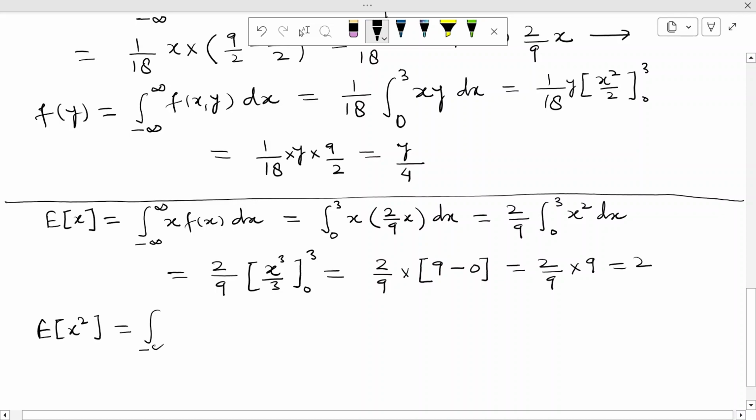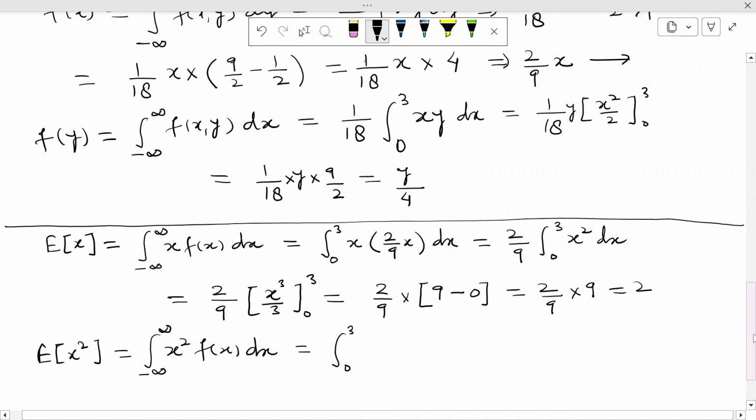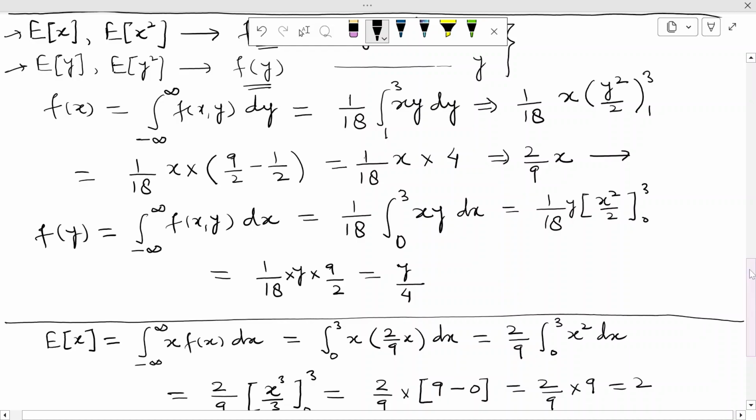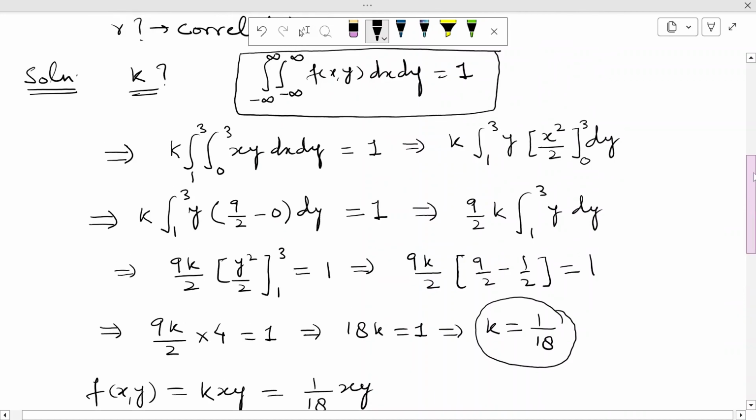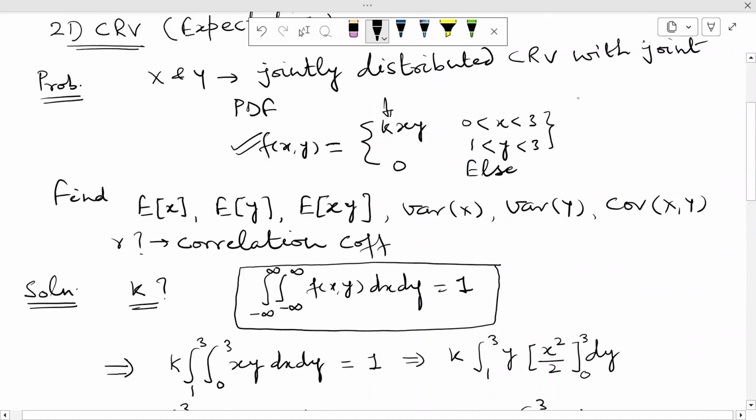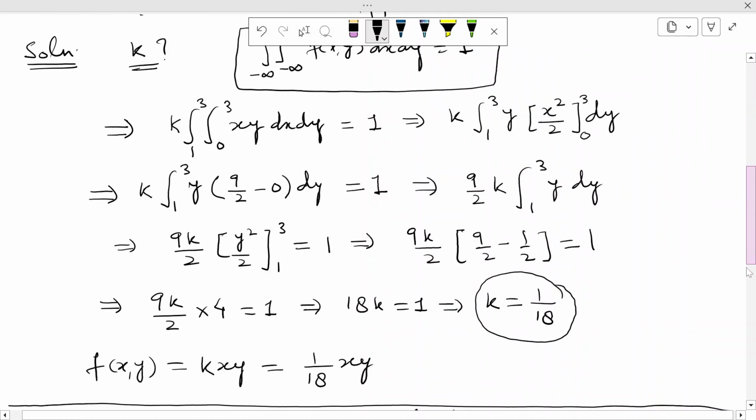So again the general definition is minus infinity to plus infinity x square fx dx, and because we are integrating with respect to x, we have to consider the limits for x which are 0 to 3, as you can see here in the definition of the joint PDF which we gave in the beginning. You can see that the limits for x range from 0 to 3, so we are putting the limits as 0 to 3.